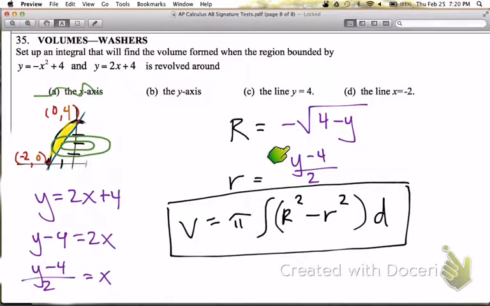Alright, our limits. Remember that now that we're in terms of y, our functions are in terms of y, our limits also need to be in terms of y. So instead of going from negative 2 to 0, because those were x limits, we're going to go from 0 to 4. So our limits are from 0 to 4, and our differential is dy. So again, notice that nothing changed other than the inside and outside radius. Our limits changed and our dy changed. So let's go back again so that we can do part C, the line y equals 4.